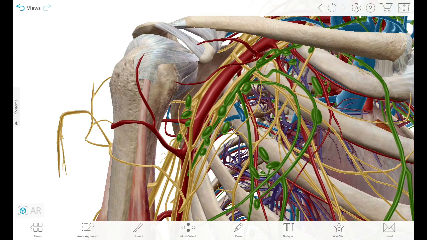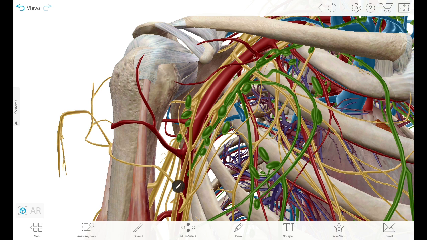So in this video we'll be talking about the median nerve. So this is the axillary artery, and this is the medial cord of the brachial plexus lying medially to the axillary artery, and this over here is the lateral cord of the brachial plexus lying laterally to the axillary artery. Now the lateral cord of the brachial plexus gives a lateral root, and the medial cord of the brachial plexus gives a medial root, and the lateral root and the medial root combine to form the median nerve.